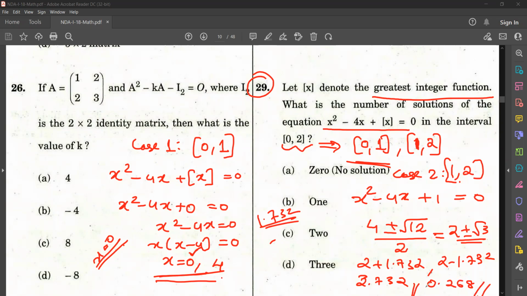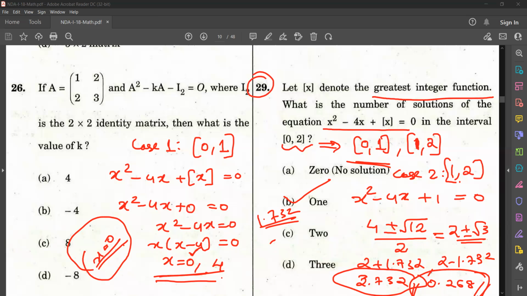So see here, these two values are not integers, and 3.7 is not in the interval 0, 2 either. So we cannot take these two as solutions, because they are not integers, as well as 3.7 is not coming in the range 0 to 2. So we have only one solution, that is x equal to 0. So the answer is option B, one solution.